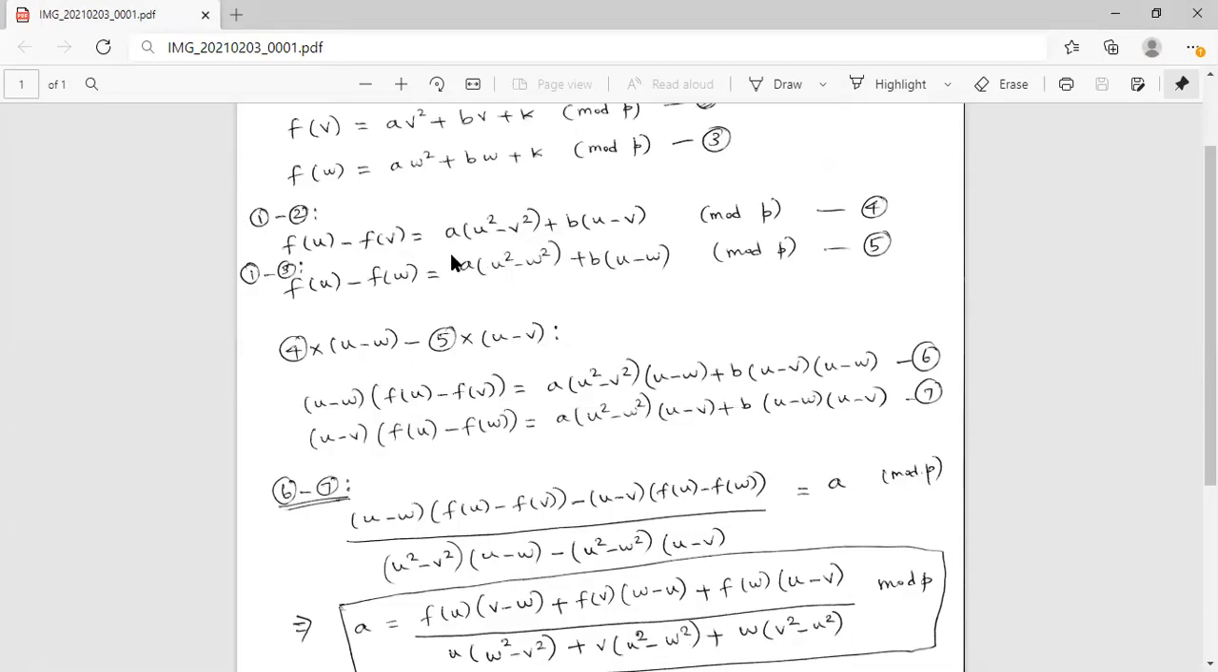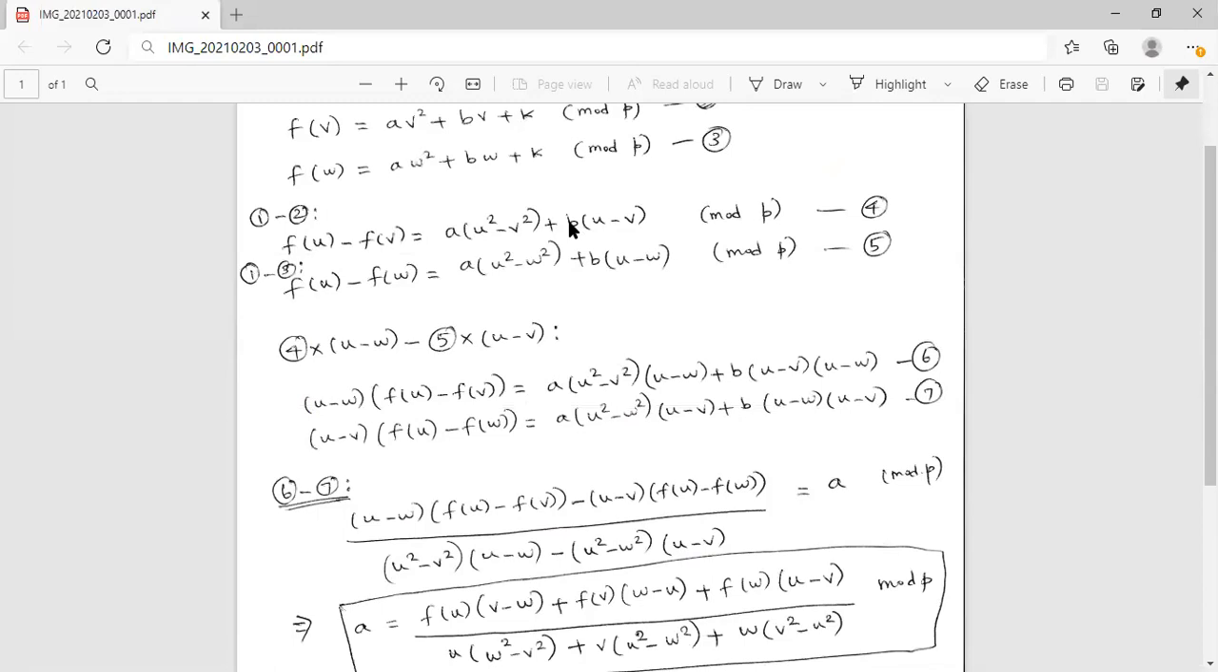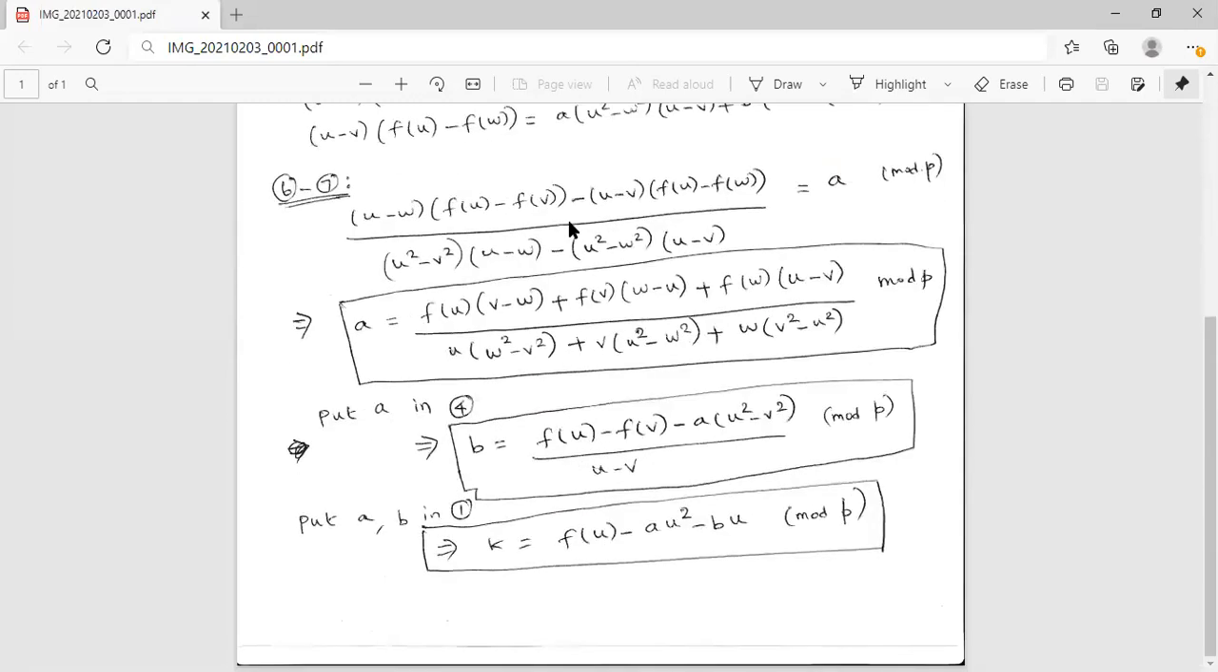Once you found the a value, you can put it in one of the equations. Put the value of a into equation 4, and you can easily find the value of b. Once you find the values of a and b, you can put them in one of equations 1, 2, 3 to find the value of k. That's basically it. So now I will show you a brief demo of this logic.